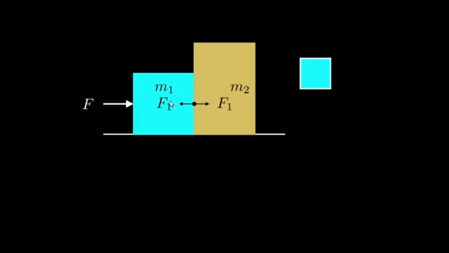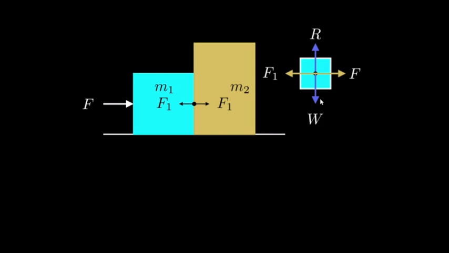For this, we separately draw the free body diagram of both the blocks. Free body diagram means we consider each block and draw all the forces acting on it. For the first block, we have its weight acting downward and the reaction force of the surface acting vertically upwards. These two are equal and opposite, so they cancel out, and we have the other two forces on the horizontal x-axis, F1 and F.